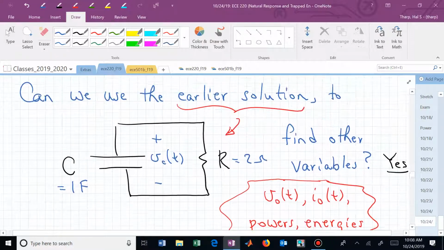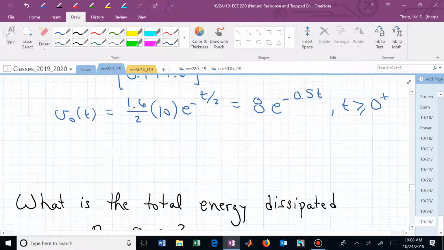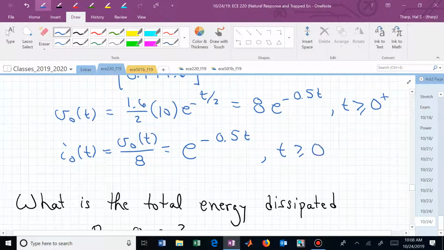What's I sub 0? If we know V sub 0, can we compute I sub 0? That's Ohm's law. So we divide V sub 0 by 8 and we'll have I sub 0. I sub 0 is now 8 divided by 8, or V sub 0 of t over 8, equal to e to the minus 0.5 t for t greater than or equal to 0 plus.